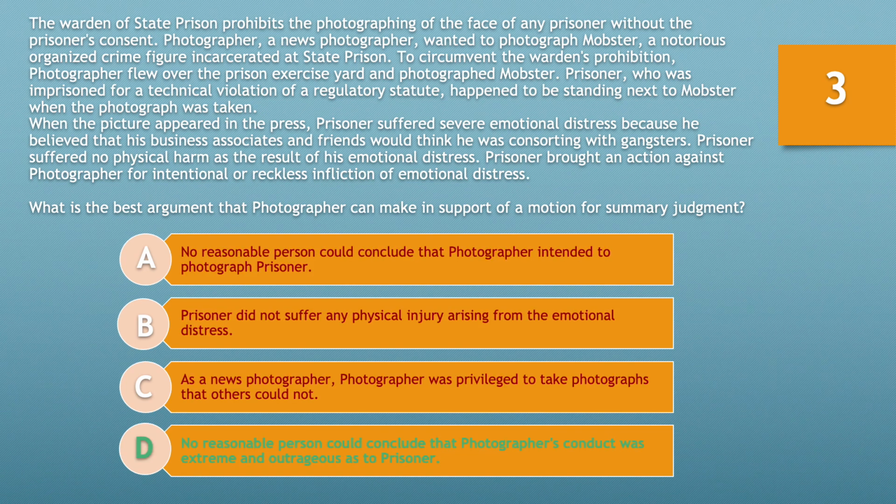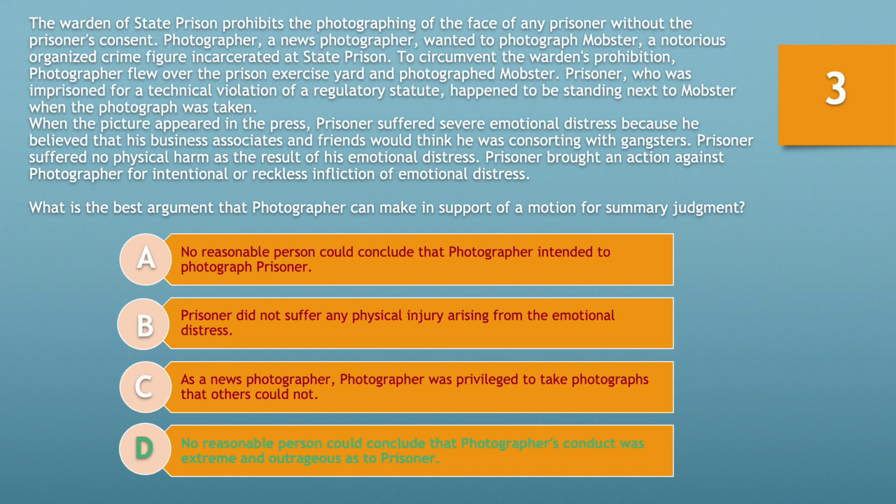If you chose option D, you'd be correct. No reasonable person could conclude that photographer's conduct was extreme and outrageous as to prisoner. Intentional or reckless infliction of emotional distress requires: 1. Intentional or reckless infliction. 2. Severe emotional or mental distress. 3. Extreme and outrageous conduct. 4. Actual damages. And 5. Causation.